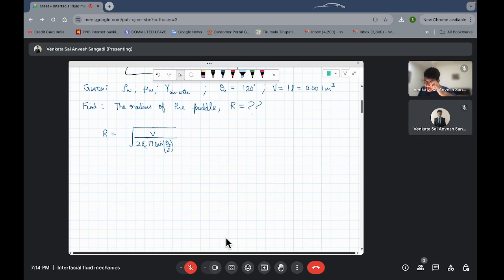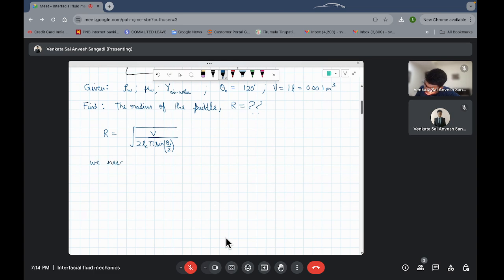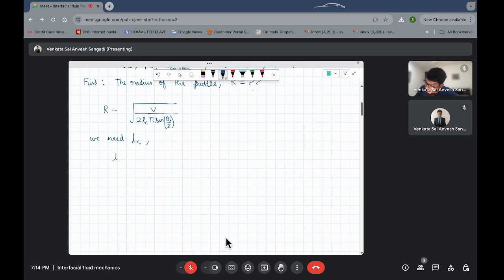It's straightforward. If we substitute the values, we'll get the radius, but first we need to get LC. The formula by now we know for LC is gamma by rho G, which is equal to 0.072 for water. We'll take 1000 for water into 9.81. From previous experience we know that this is 2.7 into 10 power minus 3 meter.